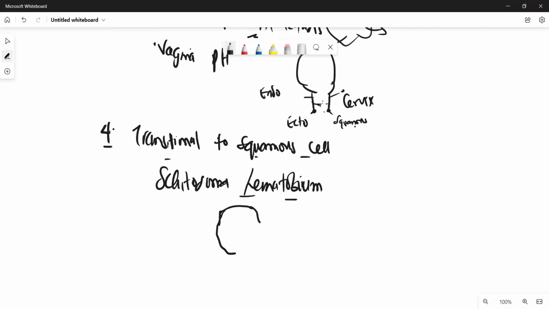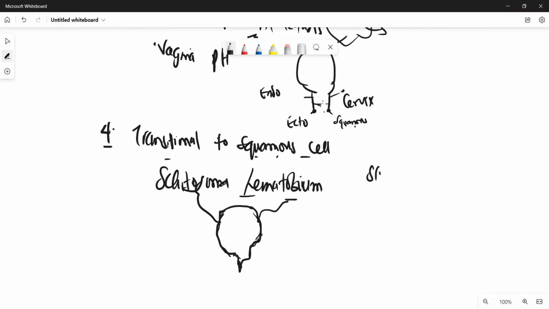bladder, right? So if you look at the urinary bladder, it can cause irritation in the lining of the urinary bladder, which is normally transitional cell that normally lines the bladder, and that can change that transitional cell into squamous. So then we're going to call this squamous metaplasia. And of course, this also carries the risk of squamous cell carcinoma, right?